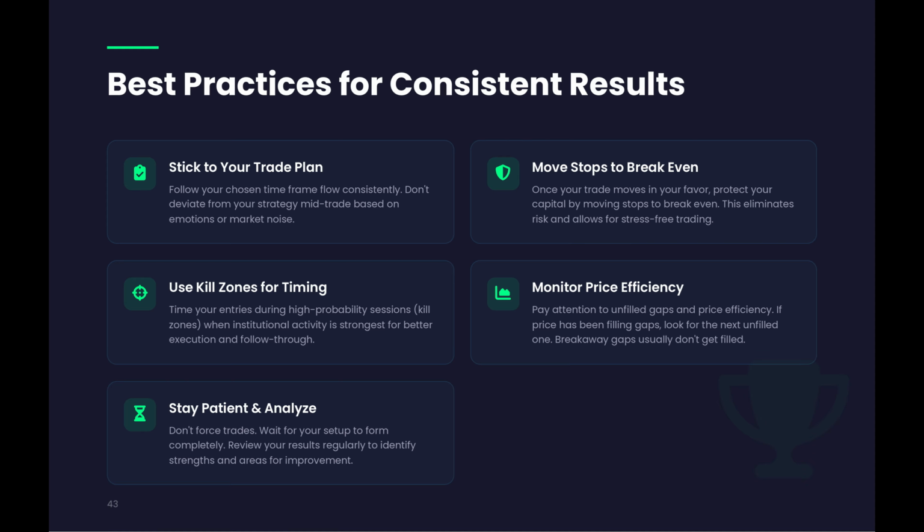Third, use kill zones for timing your entries when helpful. Kill zones, periods of high institutional activity like the London Open or New York Open, often provide the most favorable trading conditions. Price tends to move more decisively during these periods, liquidity is higher, and your technical analysis tends to be respected more reliably. If your strategy allows it, focusing your trading activity during these optimal windows can significantly improve your results. You're not fighting thin liquidity or erratic price action, you're trading when the big players are active.